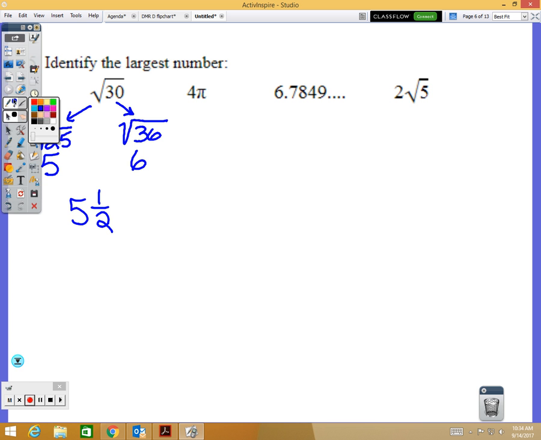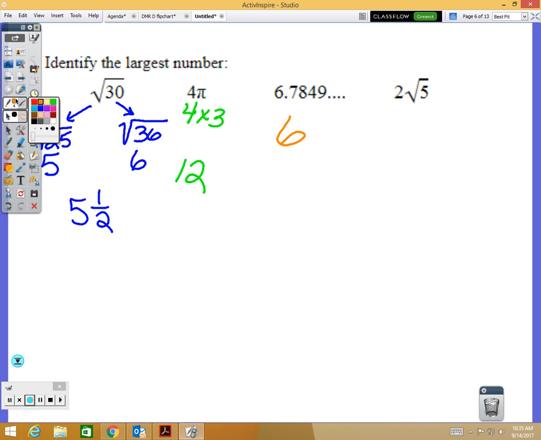The next one, 4 times pi. Well, again, we know that pi is 3.14, but let's just estimate it as being just a 3 again. So 4 times 3 is 12. Over here, if I took off all of those decimals, I could just say this is 6. Because again, I'm just looking for the largest number, and I know 12 is bigger than 6, no matter how many decimal places it has.